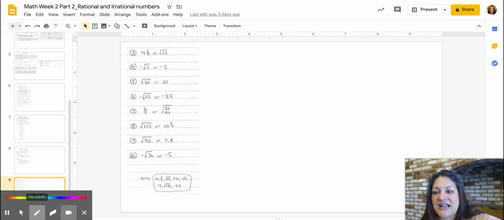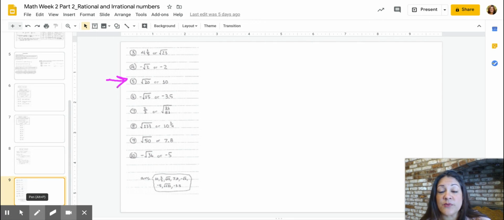Okay, number 5. Square root of 20 or 10. Well, square root of 20 is right in between 16 and 25, which would be 4 and 5. So either way, it's going to be less than 10. That lets me know that 10 is the bigger number. Okay, I'm not even going to work that out on the calculator.